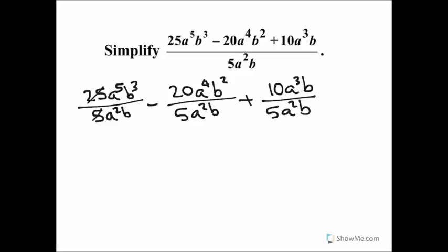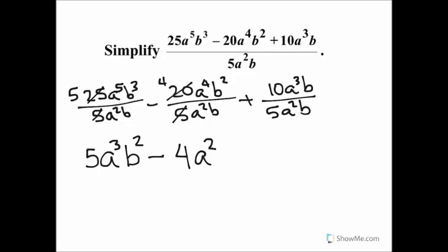So this becomes 5 a to the power of 5 minus 2, or a cubed, and b to the power of 3 minus 1, or b squared. Then we have minus 20 over 5 becomes 4. We have a to the fourth over a squared, which leaves a squared. b squared over b, which leaves b, plus 10 over 5, which is 2, times a cubed over a squared, which is a, times b over b, which is just 1. So this is our final answer.